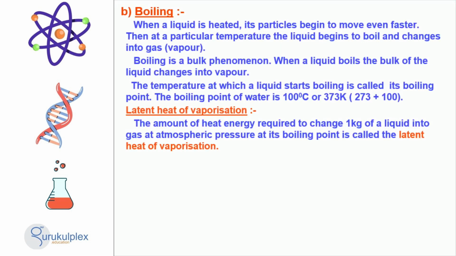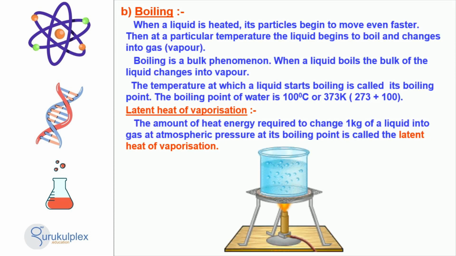At a certain temperature, a liquid will start to boil and convert into a gas. Boiling is a bulk phenomenon, meaning that a majority of the liquid transforms into vapor. Water boils at 100 degrees Celsius or 373 Kelvin, and the amount of energy needed for this conversion is referred to as the latent heat of vaporization. This is an important concept in physical chemistry, which helps us to better understand the processes of energy transfer.